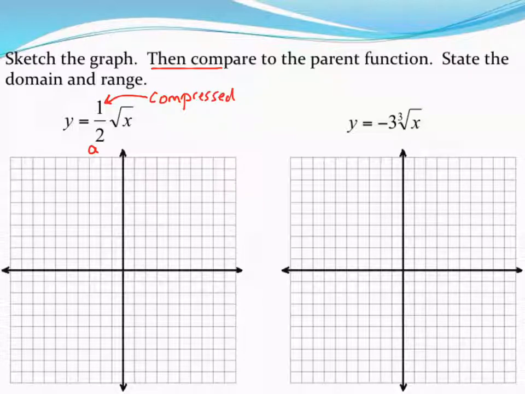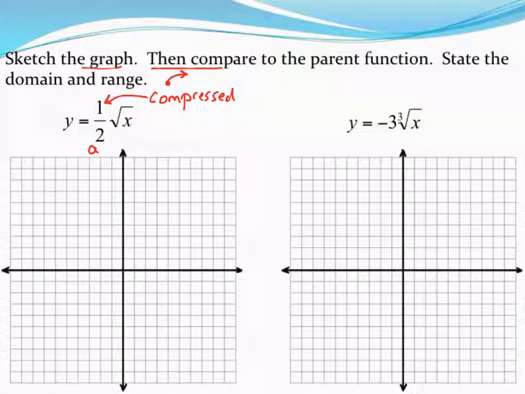The other thing you may want to do is notice that this is a square root graph. Our basic graph of a square root graph was kind of that hook, that half of a sideways parabola. So you may want to just make a note of whether you're dealing with a square root or a cube root graph. So that's really all I can do for my comparison. It's just been compressed.